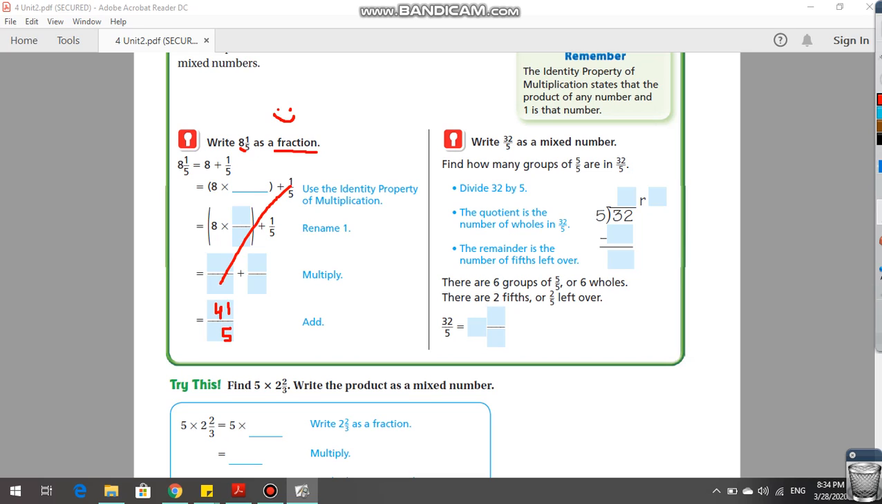Guys, ignore this. So, to write it as a fraction, happy face. 8 times 5 equals 40. 40 plus 1, 41 over 5.